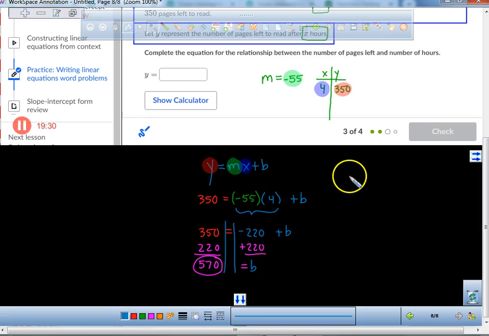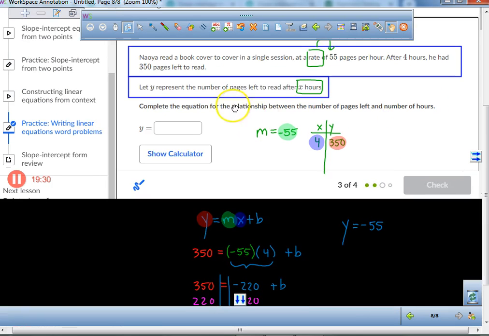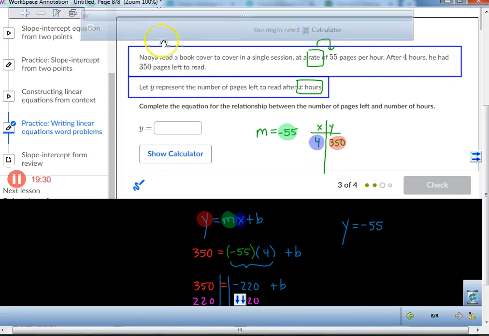All right? So if I wanted to write this in slope-intercept form, it would be Y equals, what was my slope? Negative 55. Well, how do we know whether it's positive or negative? Well, if you're reading a book and it says you have a certain amount of pages left to read, that means your pages are doing what? Over time, they're going down. That's why I know it's going to be a negative slope. All right? And what are we going to add at the end?